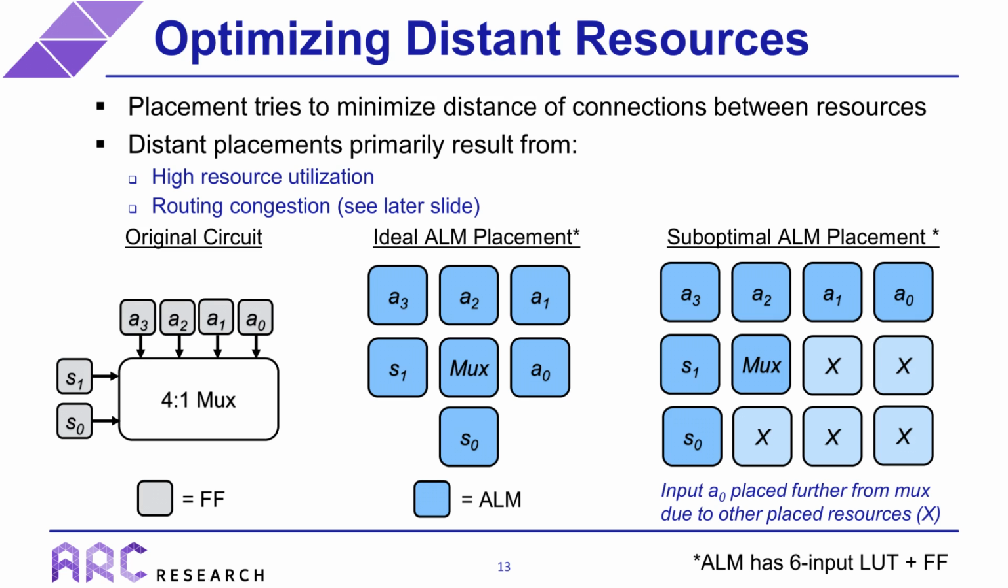The problem is that when considering a design as a whole, it is often impossible to achieve such a placement because of high resource utilization. So the figure on the right shows an example of this where ALMs from other components, which are shown as X's here, interfere with the placement of the 4-to-1 mux, which then pushes the A0 input further away from the placement of the mux, which increases the interconnect delay after routing. A second cause for distant placements is the placer anticipating a large amount of routing congestion and spreading things out accordingly, which I'll come back to on a later slide. So for now, we're going to focus on this resource utilization problem.